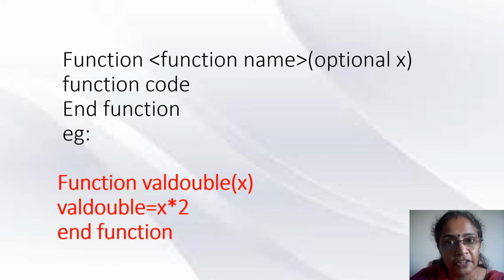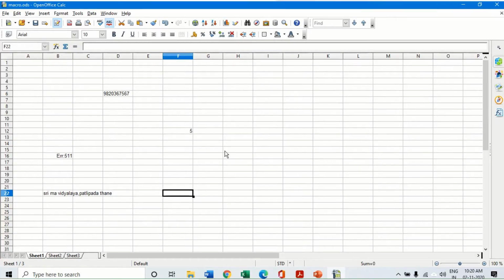After the val double function, whatever value is given will be doubled and shown to you. So practically, let us see how to do that. Now let us understand how to pass a value as an argument into a function. So how do we do that?